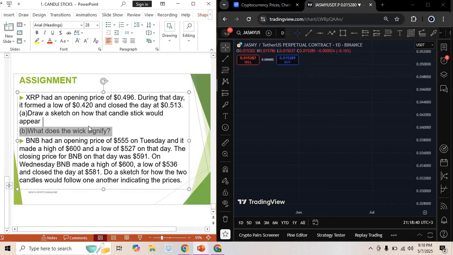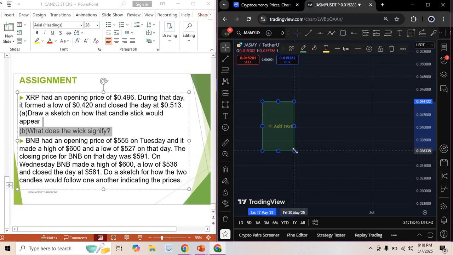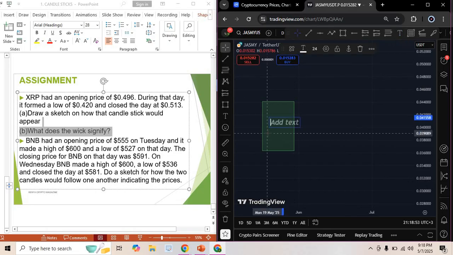Pius, you can unmute yourself. So the first candle will be a bullish candlestick. Okay, let's go step by step. Yes. So we had an opening price of that. This is the Tuesday one, right? Yes. So this is Tuesday.